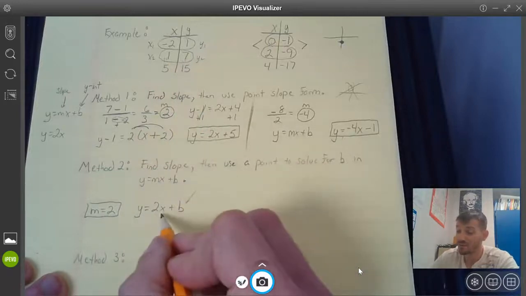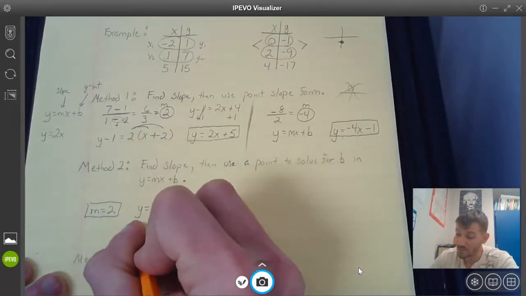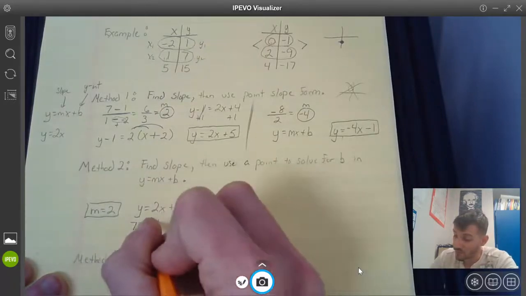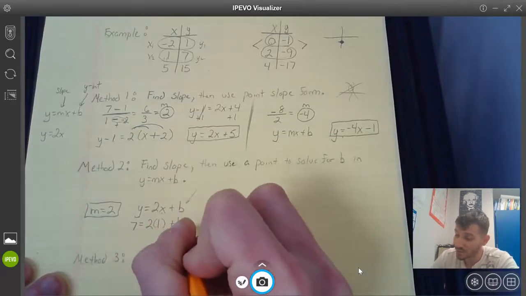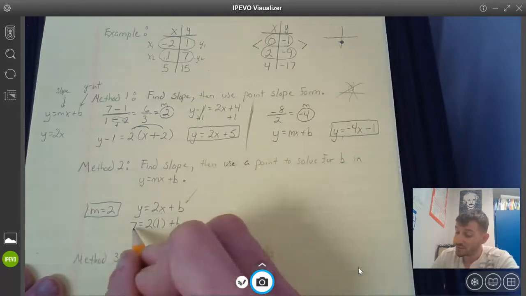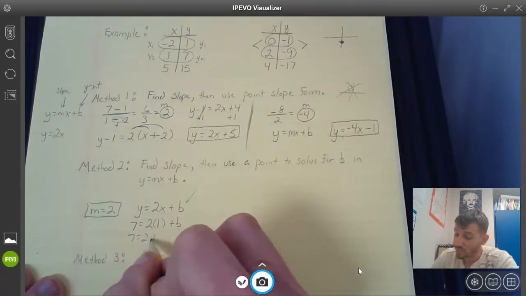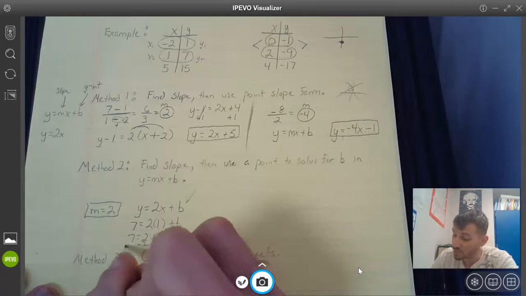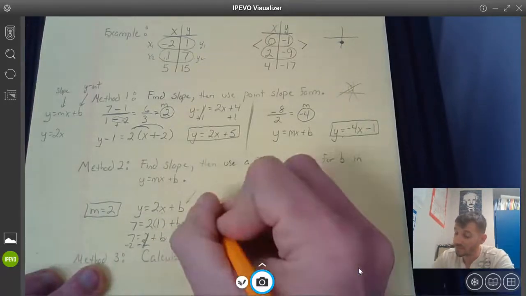So look at my formula. X is 1, y is 7. And look what we can do. 7 equals 2 times 1 plus b. Now you can solve for b. So this is 7 equals 2 plus b. And the final step would be to subtract 2 from both sides. And b equals 5.